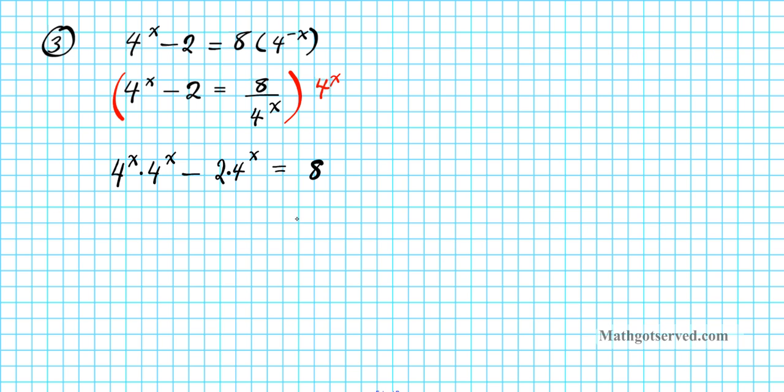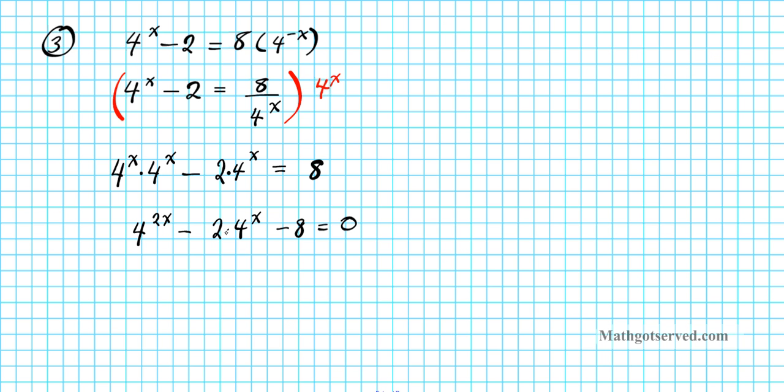Now let's see. We have 4 to the x times 4 to the x here, so we just simply add the exponents. x plus x is 2x. So we're going to have 4 to the 2x minus 2 times 4 to the x. Now we can subtract 8 from both sides. So we have minus 8 equals 0. So we're going to have it in this form.